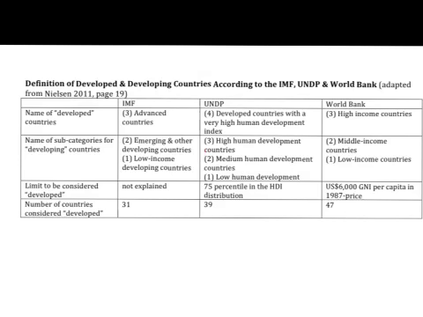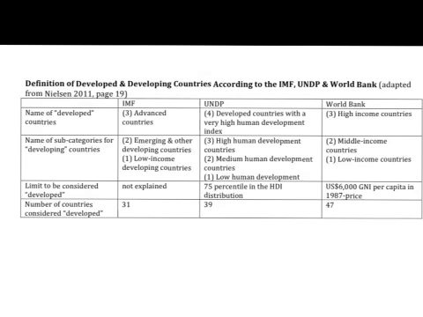The UNDP has 3 levels for developing countries. The first one is low human development countries. The second one is medium human development countries. The third one is high human development countries. But let's keep in mind these 3 levels are for developing countries. The UNDP calls developed countries a country with a very high human development index. Right? So very high, not just high, very high.